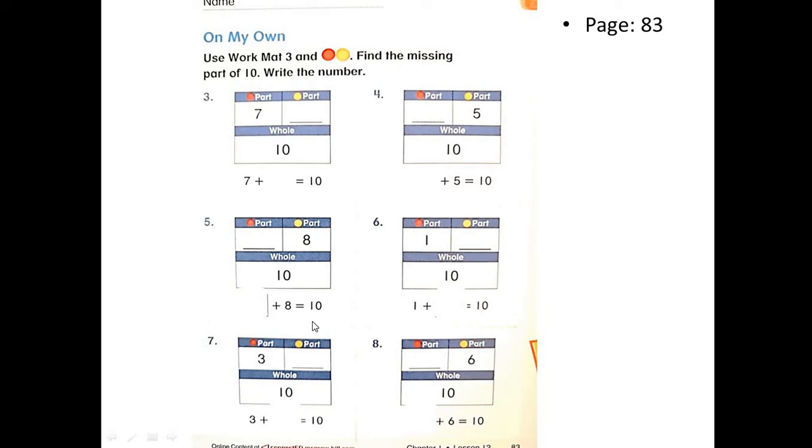Here we have many problems. In the first one, we have two parts. The first part is 7. The second part, we don't know what it is, but we know the whole. If we have 7 and we don't know what this part is, but we know that the whole is 10, how many yellow circles should we have to have 10 in all? Can you guess? You can use your fingers here.